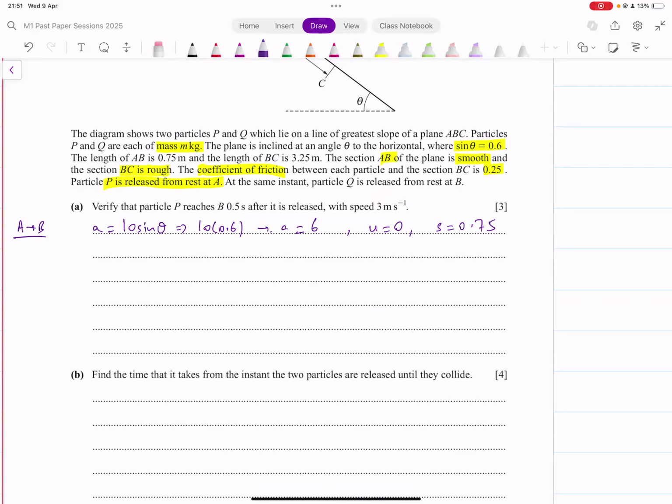A equals 6, u equals 0, s equals 0.75. We need to find final velocity and the time taken. For final velocity, we could use v squared equals u squared plus 2as. Let's see what that gives us. 0 squared plus 2 into 6 into 0.75. And that will give you the value for v. You can see what that is. What's the value of v?